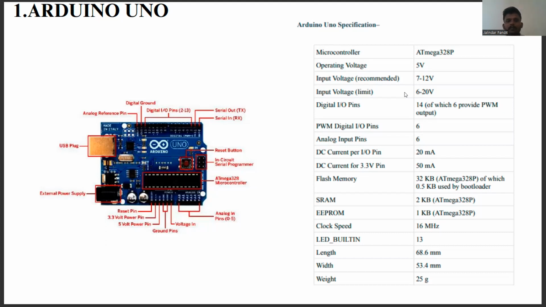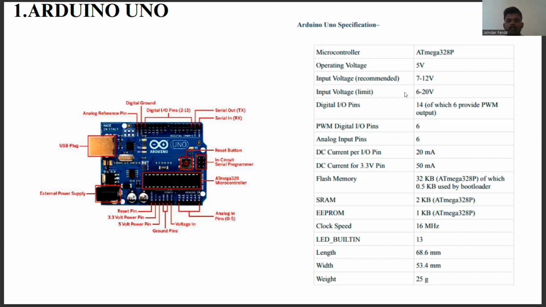So flash memory is 32 kb, of which 0.5 kb is used by the bootloader. The board has 32 kb of flash memory, which is used for storing the program code, and 0.5 kb of it is reserved by the bootloader.